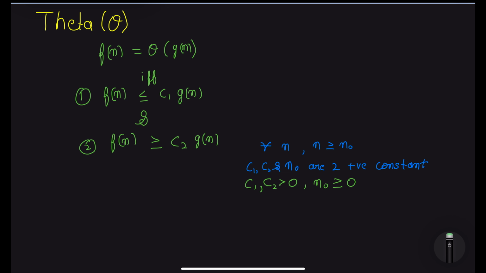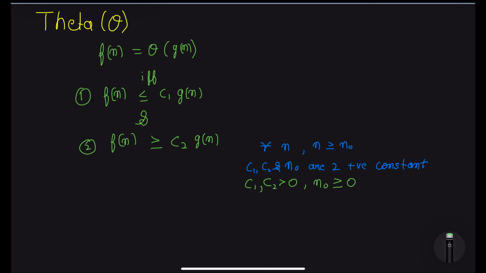Consider f(n) and g(n) to be two functions, and f(n) is said to be theta of g(n) if and only if it meets the below two conditions. The first one is f(n) should be smaller than or equal to c1 of g(n), and the second condition is f(n) should be greater than or equal to c2 of g(n), for all n greater than or equal to n naught, where c1, c2 and n naught are positive constants, c1 and c2 are greater than 0, and n naught is greater than or equal to 0.